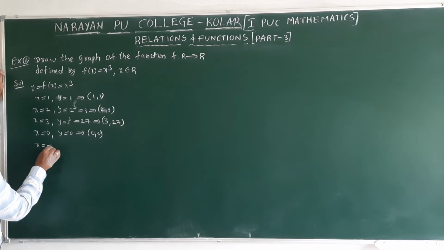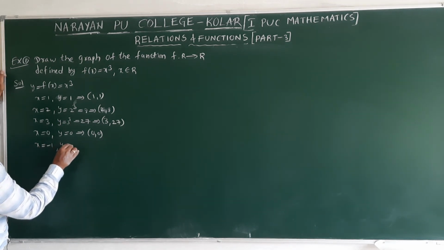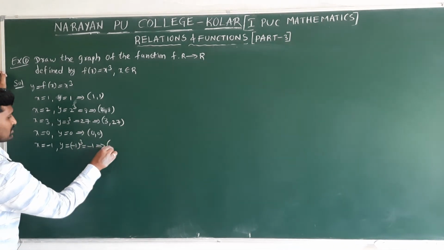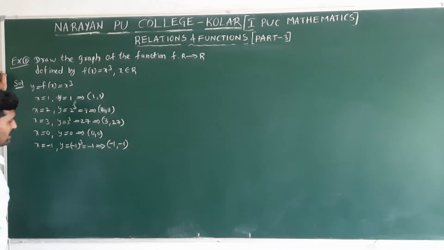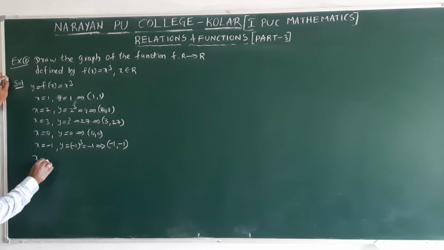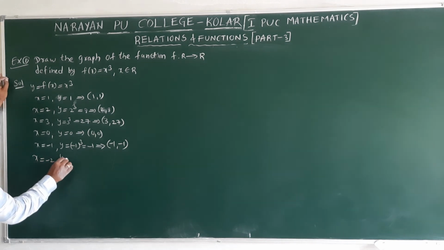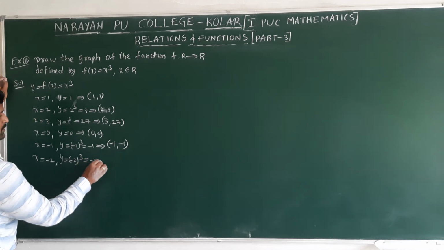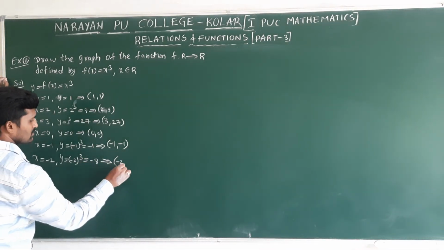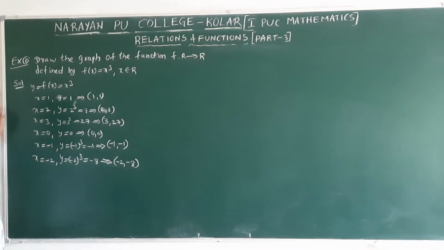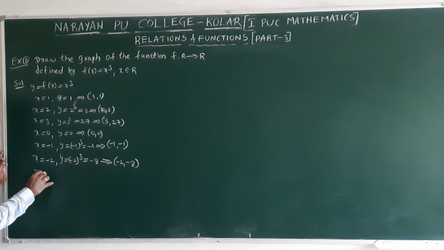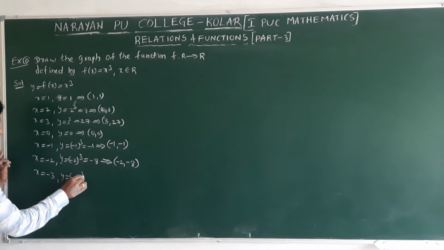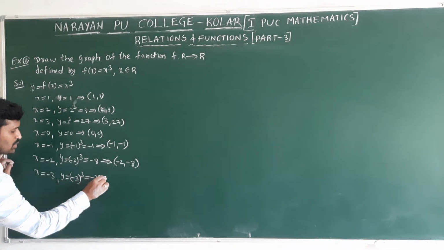Next x I will take minus 1: y is minus 1 whole cube, that is minus 1. Minus 1 comma minus 1. x I will take minus 2: minus 2 whole cube, that is minus 8. A negative number raised to an odd power is negative. x equal to minus 3: y is equal to minus 3 whole cube, that is minus 27.